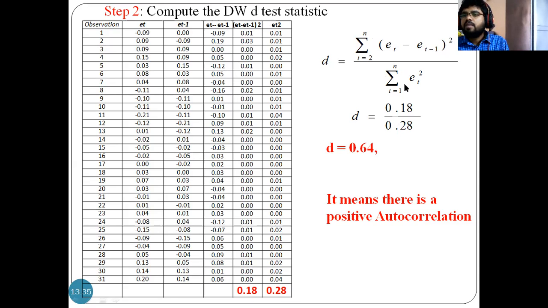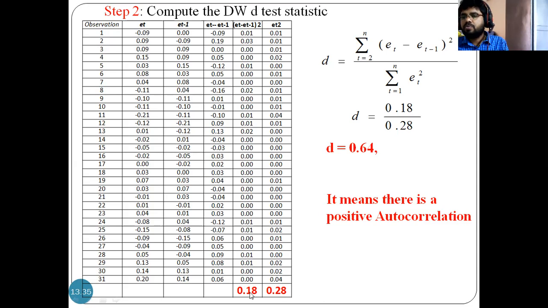Then the sum from t equals 2 to n of ET whole square, that is called sum of ET square. What is ET here? This one. If you square this, ET whole square: 0.09 squared is 0.01, 0.0 the same value. So 0.15 into 0.15, you will get 0.025, like this. So here 0.09 squared, you will get 0.009, like this. If you add all these values, the sum of ET square is 0.29.